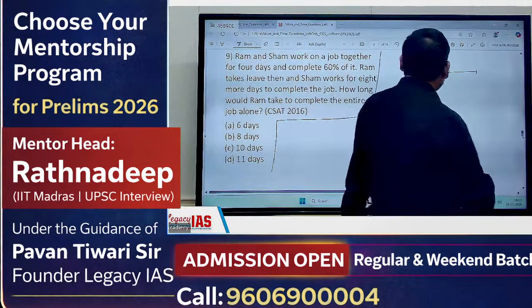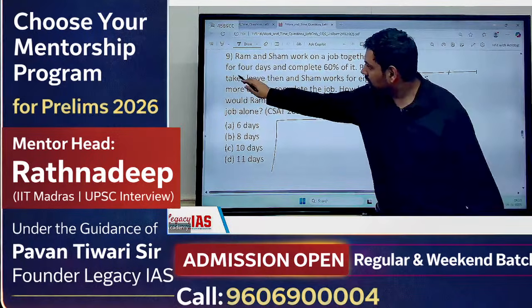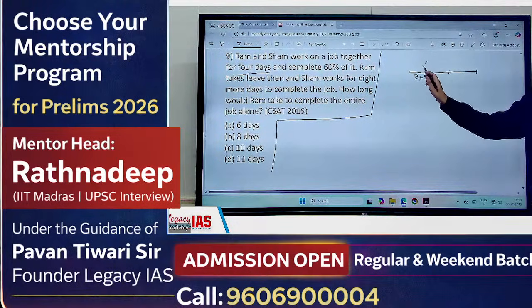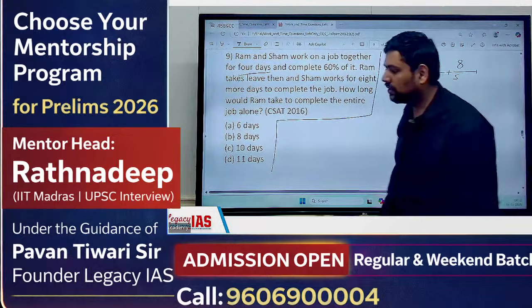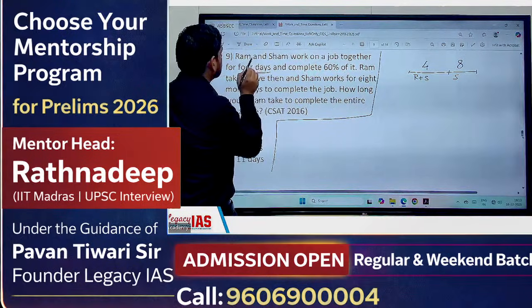Now, this I don't know for how many days they worked. Okay, no, it is given. They work together for 4 days. So Ram and Shyam are working together for 4 days. After that, Ram leaves. Then only Shyam is working in this timeline and he works for 8 more days to complete the work.